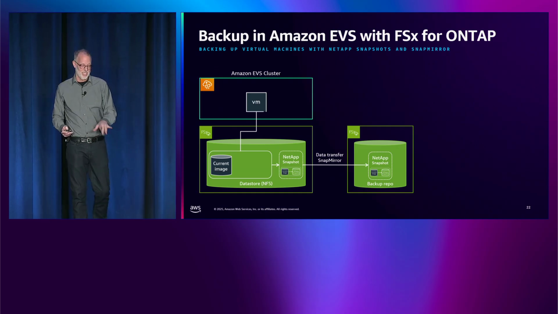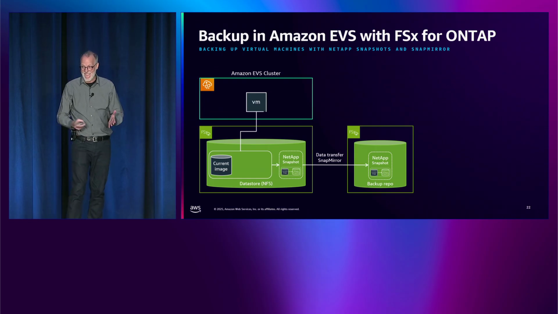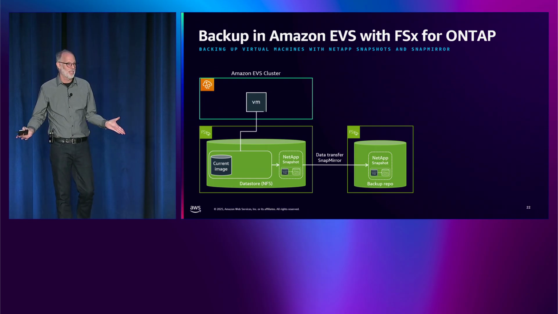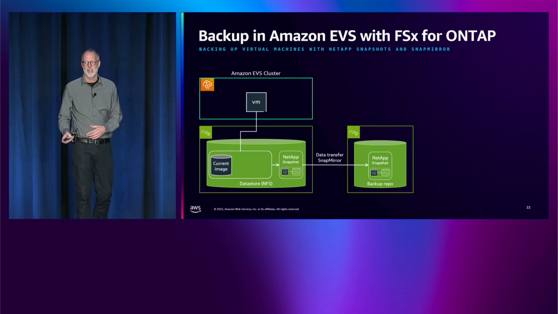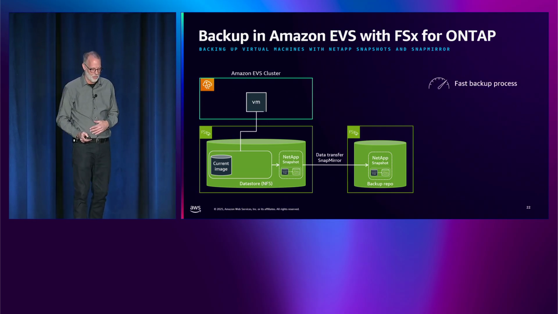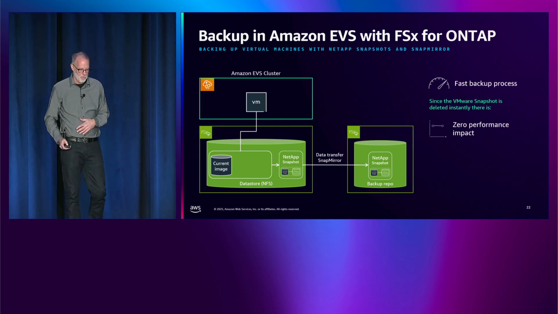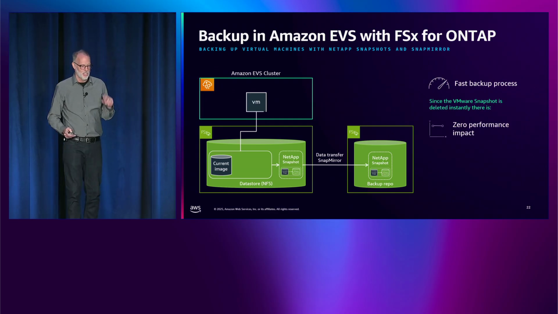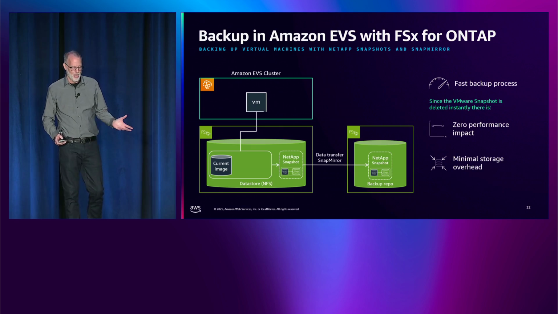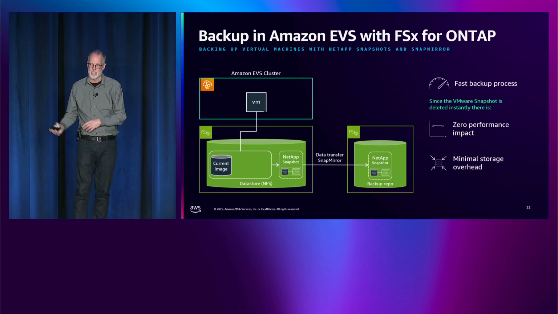The other main thing to look at in this picture is, is this affecting your ESXi host? No. It's at the storage layer, right? It's doing this replication at the storage layer. So you're offloading that to the storage layer and not affecting your ESXi host. That's another big advantage. So this is giving you that faster backup process. The VMware snapshot was deleted instantaneously, so that's zero performance impact. And then minimal storage overhead because we have the data deduped and compressed, and we also move it deduped and compressed.